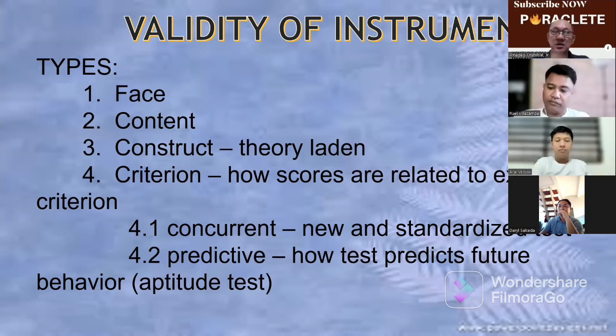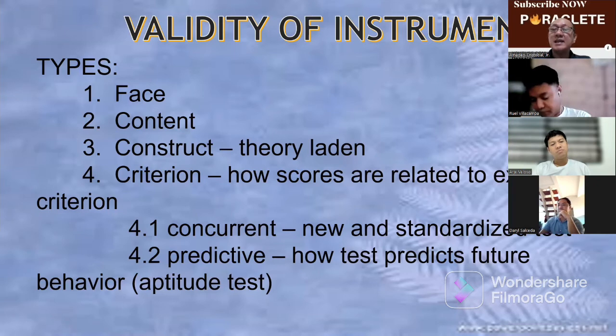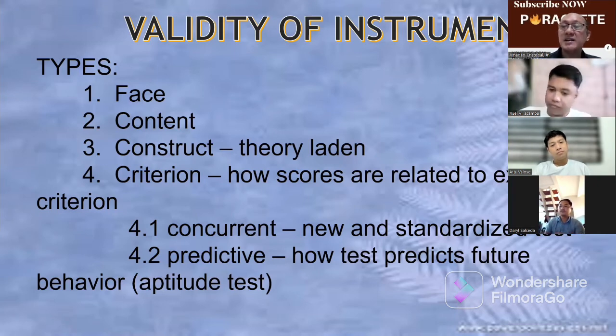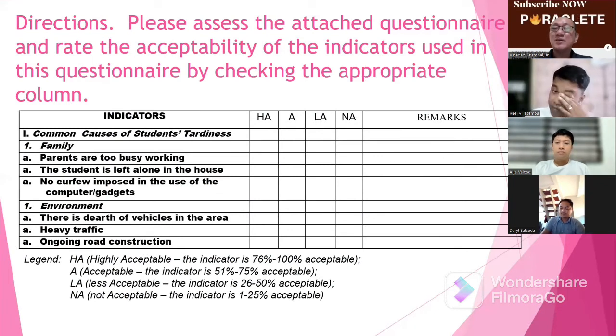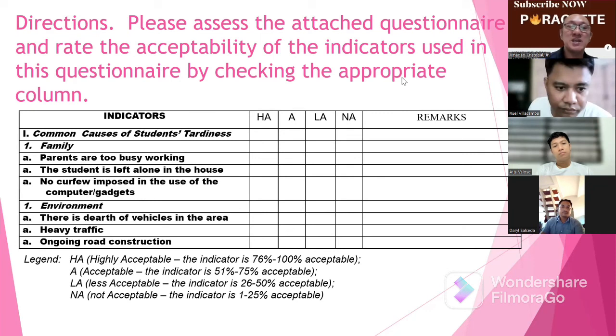Now, the experts will just look at what type of validity they are going to look at to prove the validity index of your instrument. And you usually use another instrument like this so that your experts will not invest much time in looking at your instrument. So we usually produce another instrument out of our proposed instrument. One example of that is this one, to look into the content validity, as well as the predictor validity. Direction of that, as you see in the projection: please assess the attached questionnaire and rate the acceptability of the indicators used in this questionnaire by checking the appropriate column. So here are your indicators.